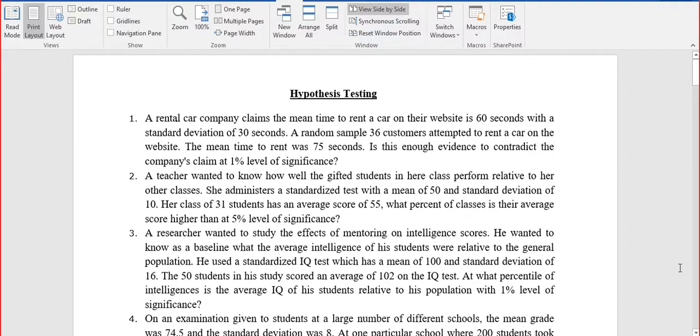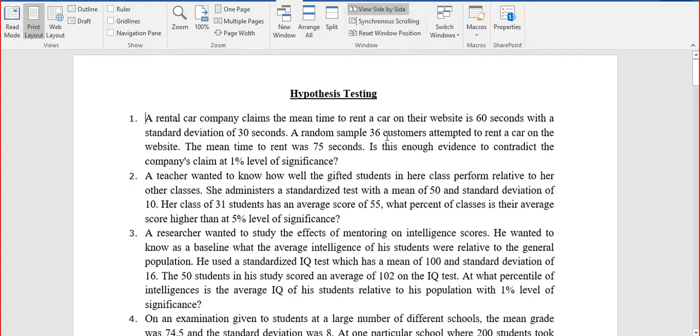So here, let us consider the first question. A rental car company claims the mean time to rent a car on their website is 60 seconds with a standard deviation of 30 seconds. Okay, this is the claim of the rental car company. Let's read the complete question and then we will get the information.